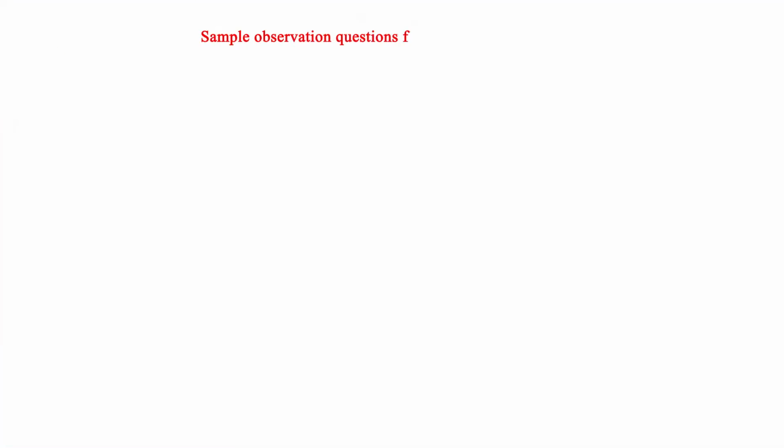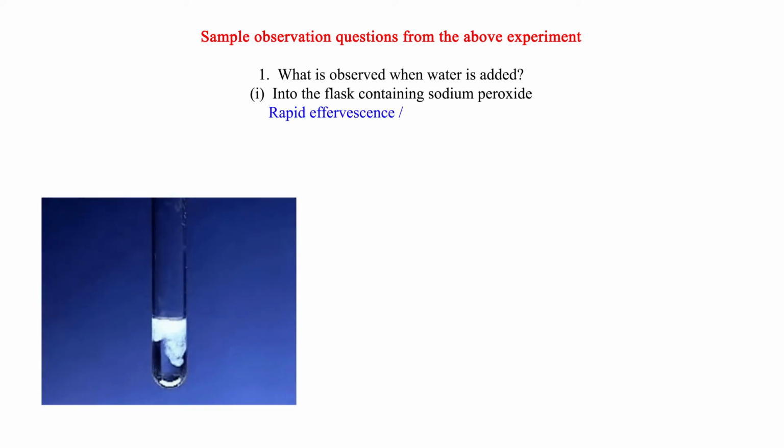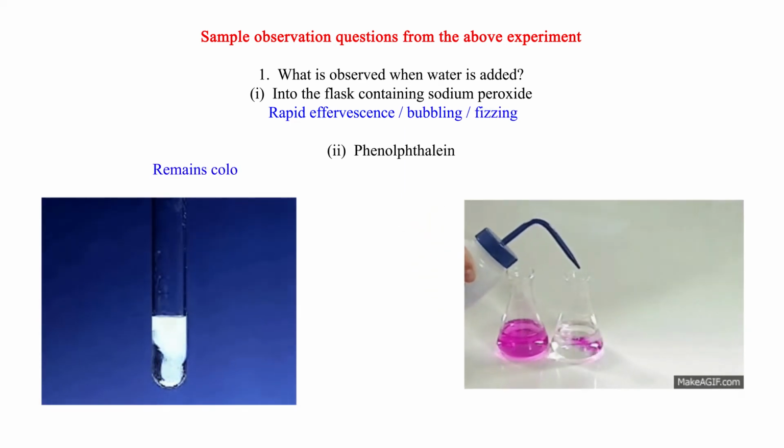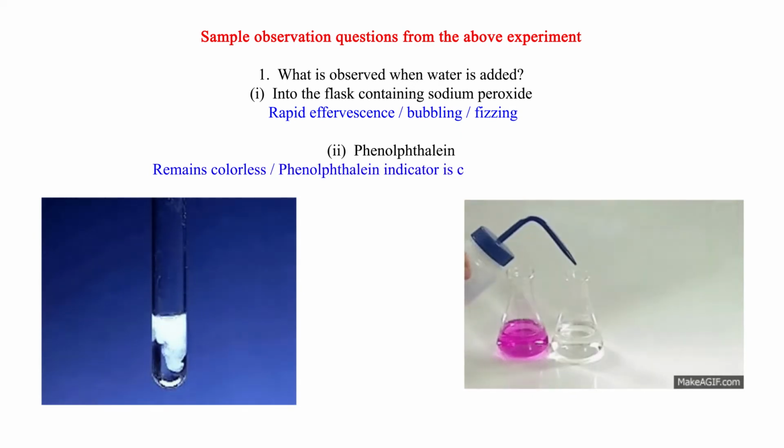Sample observation questions from the above experiment. 1. What is observed when water is added into the flask containing sodium peroxide? Rapid effervescence/bubbling/fizzing. Phenolphthalein remains colorless. Phenolphthalein indicator is colorless in neutral solution.